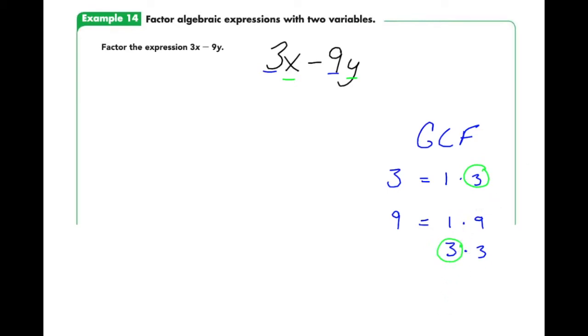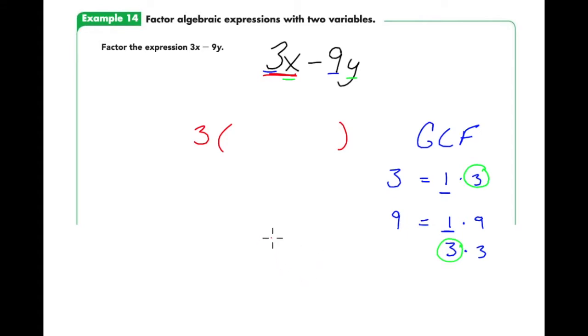If 1 was the only common factor, so if we're working these out and we only end up with 1, that means that there is no common factor and it cannot be factored. But for this one, 3 would be our greatest common factor. So we're going to take 3 out of the expression. And now inside that expression, we need to figure out what times 3 gets us to this 3x.